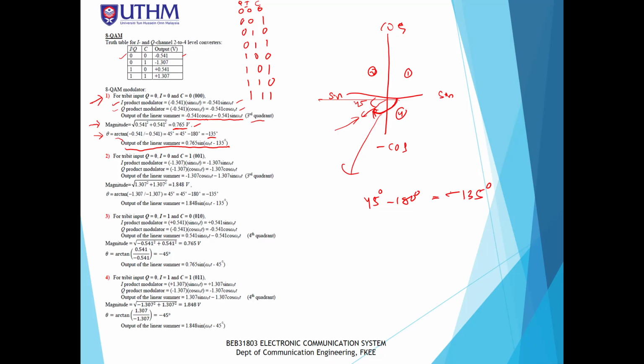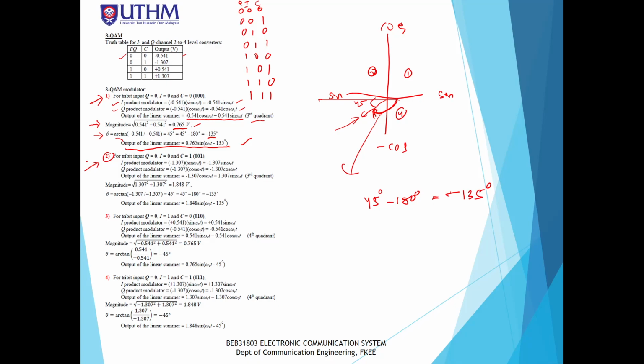Okay, so 0.765 sine omega ct minus 135. So this is the first input. If you have questions, please ask. If not, I will move to the next input.